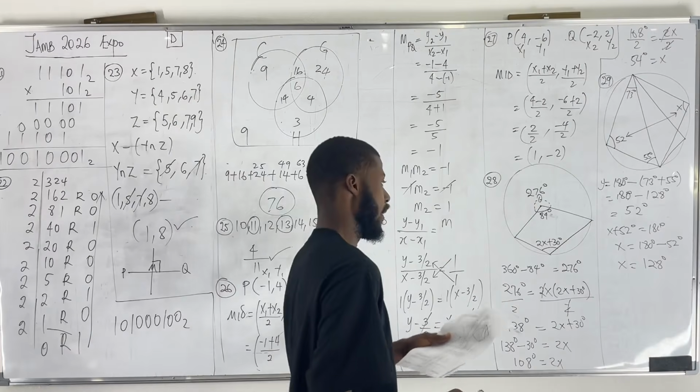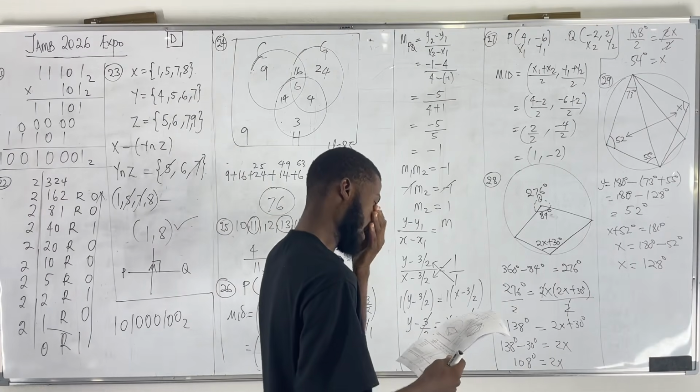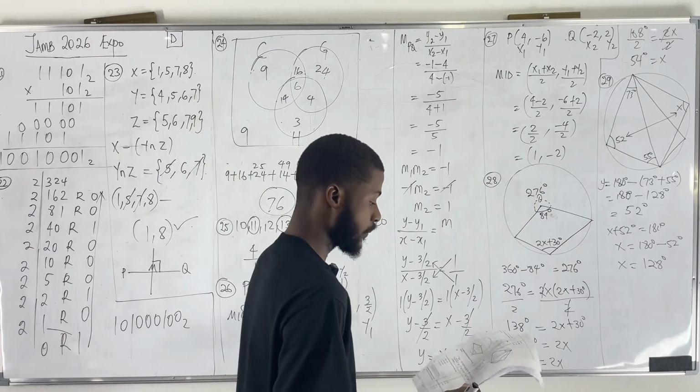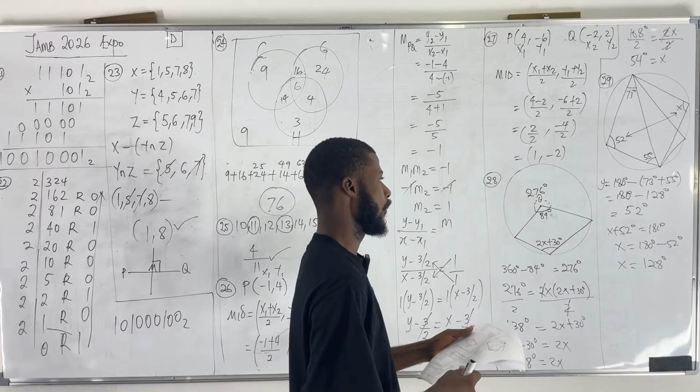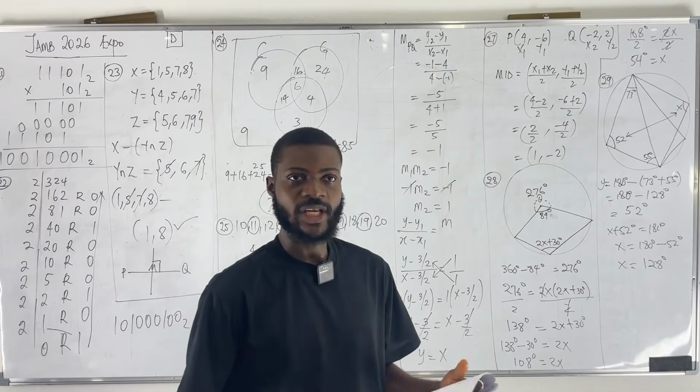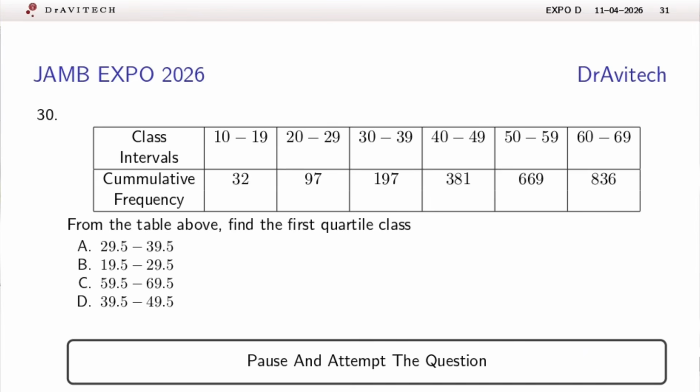So that will be the answer to our equation. The answer will become A. That's our answer to the equation. Okay, so the next one will become question number 30. So let's move on to question number 30. Question 30 says, from the table above, find the first quartile class.